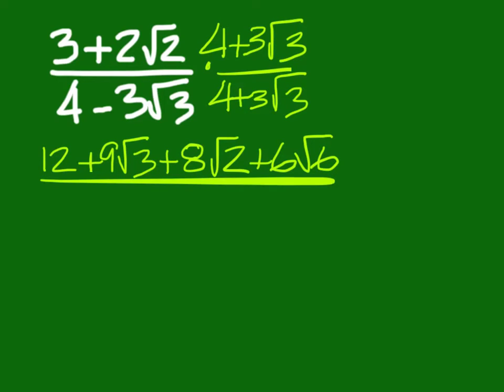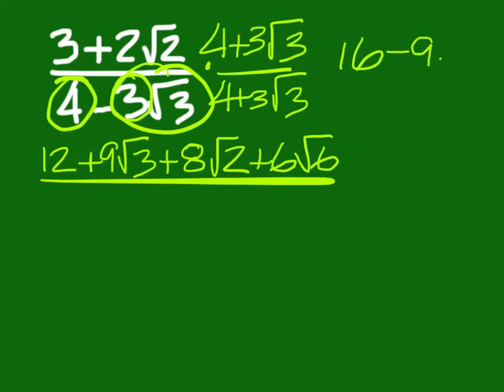On the bottom you use the trick we learned a couple of days ago. Since it's a difference of 2 squares, you have 4 squared for 16. Square this item. You do it pieces at a time. 3 squared is 9. And then square root of 3 squared is just 3. So 16 minus 27 is what you end up with. And 16 minus 27 is a negative 11. That goes on the bottom.